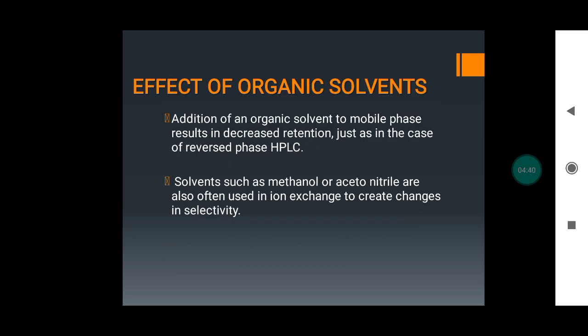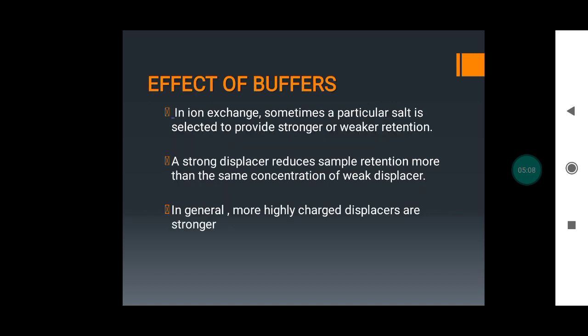Effects of organic solvents. Addition of an organic solvent to the mobile phase results in decreased retention, such as in the case of reversed phase HPLC. Solvents such as methanol or acetonitrile are also often used in ion exchange to create changes in selectivity. Effects of buffer. In ion exchange, sometimes a particular salt is selected to provide stronger or weaker retention. A strong displacer reduces sample retention more than the same concentration of weak displacer. In general, more highly charged displacers are stronger.